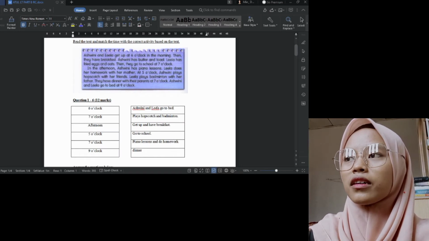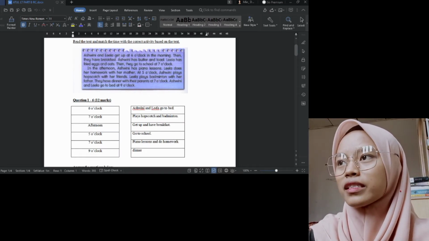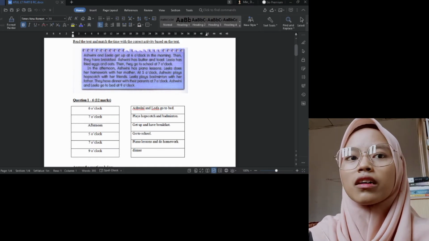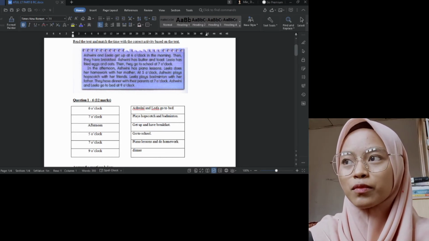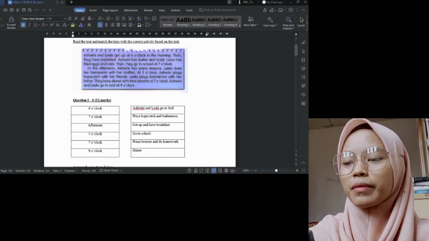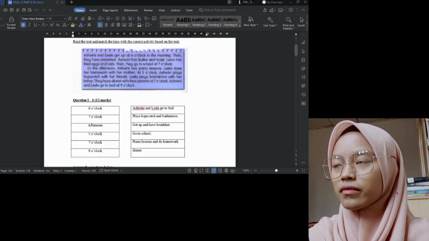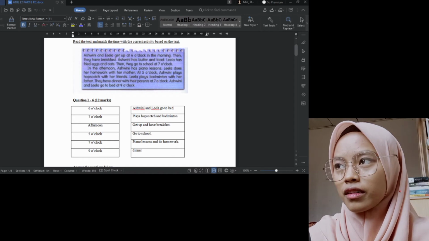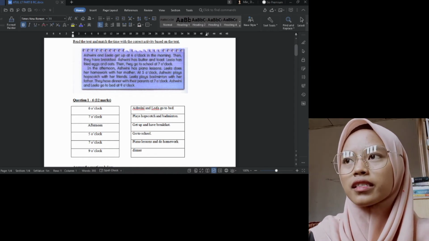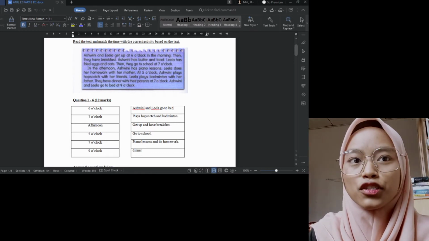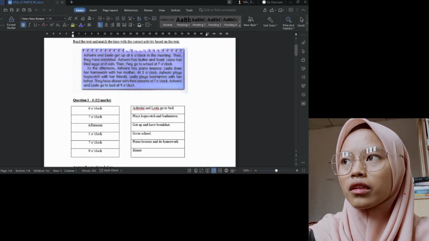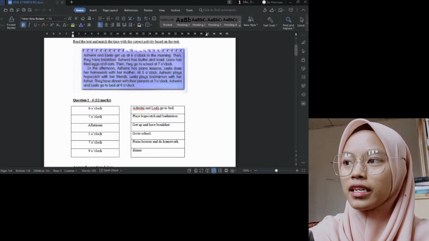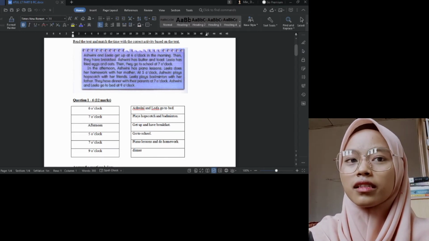This is the question, which asks them to read the text and match the time with the correct activity based on the text. I took this text from the English KSSR textbook itself, from the same unit that I am doing the examination on. For questions 1 to 6, there are 12 marks, and they will have to match the time with the correct activity based on the text.